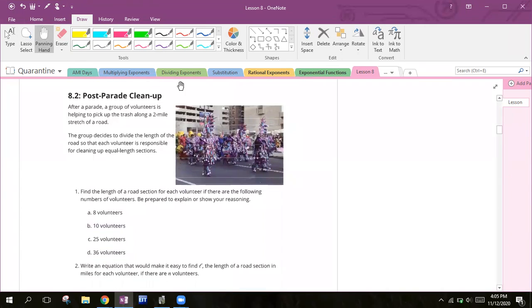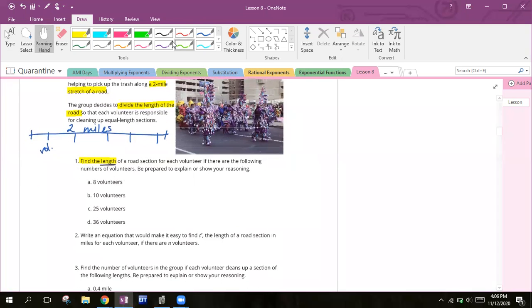So we've got a situation here, and it says, after a parade, a group of volunteers is helping to pick up trash along a 2-mile stretch of road. The group decides to divide the length of the road so that every volunteer is responsible for cleaning up equal lengths. So we've got a stretch of road here. It's 2 miles. And we're going to divide each section up into so many volunteers. Okay, so right here it says find the length of a road section for each volunteer if there are the following number of volunteers. Be prepared to explain how or show your reasoning.